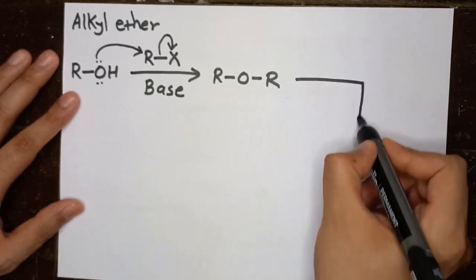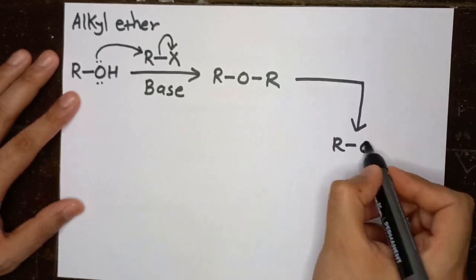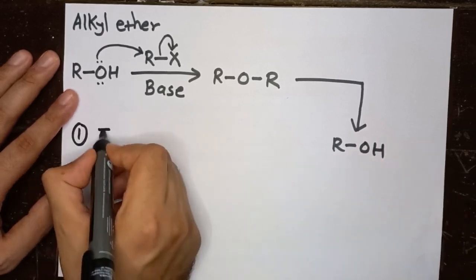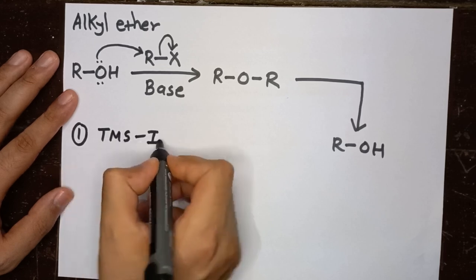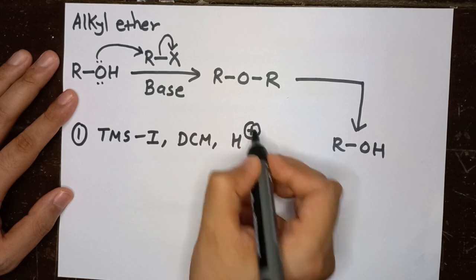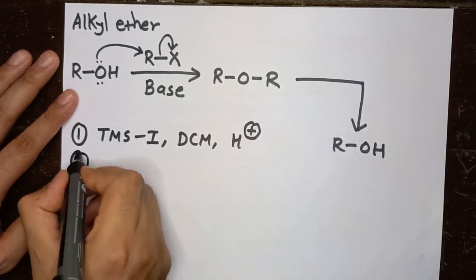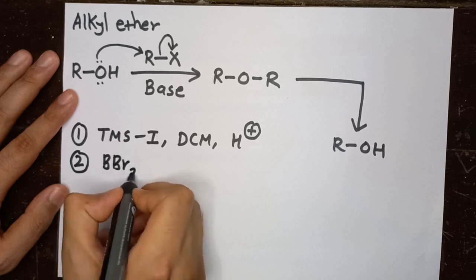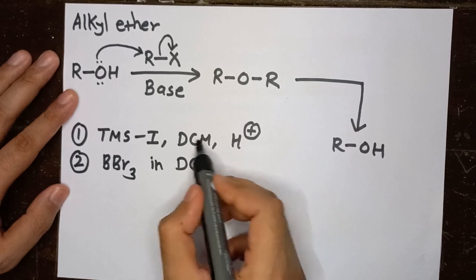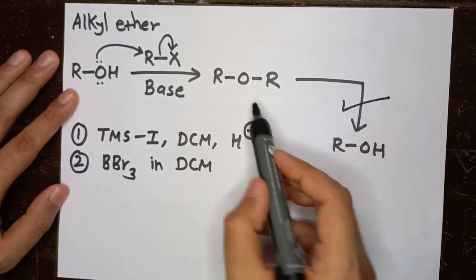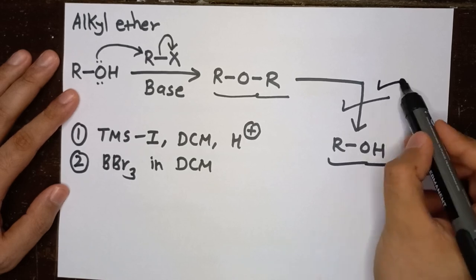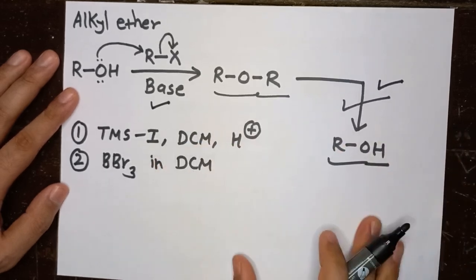And what is the deprotection? How can you get back your alcohol group? Two reagents you can use. You can use trimethylsilyl iodide in DCM. You also need a little bit of acidic environment, or you can use BBr3 in DCM. So use any one of these reagents and you will be able to convert your ether linkage back to the alcohol functional group. So this is deprotection and this is protection.